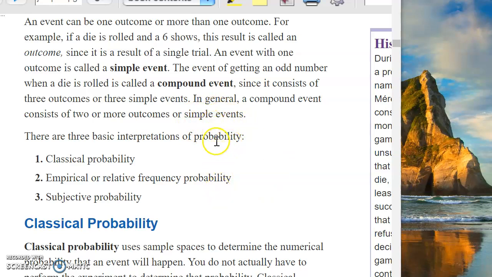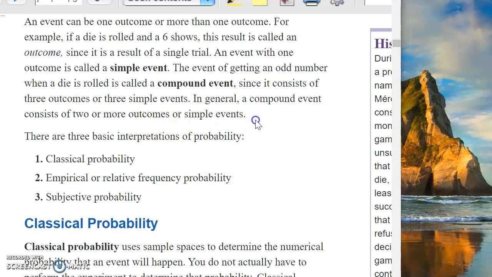What we have going on right here is a compound event consists of two or more outcomes or simple events. Well, a simple event is exactly the same as an outcome. So it's not a dichotomy. It's not a situation where you're either one or the other. You're an outcome or you're a simple event.